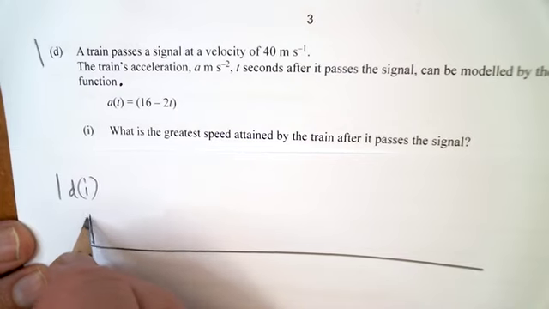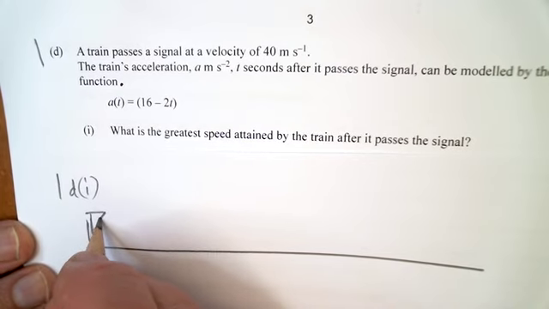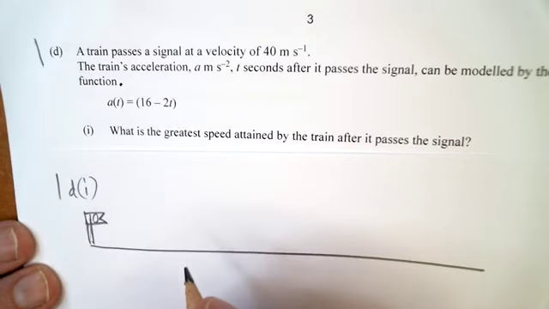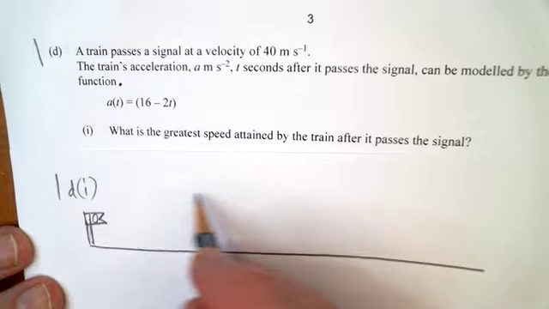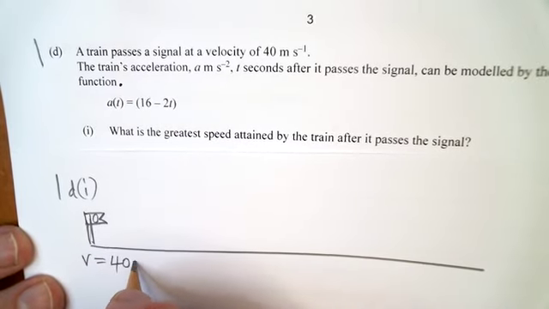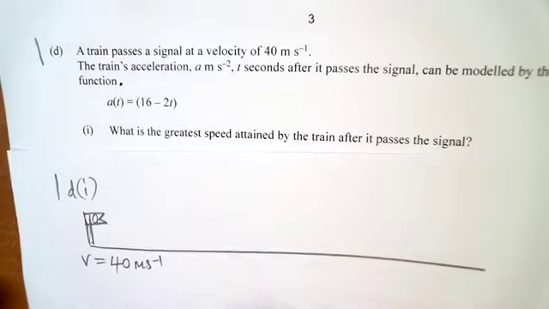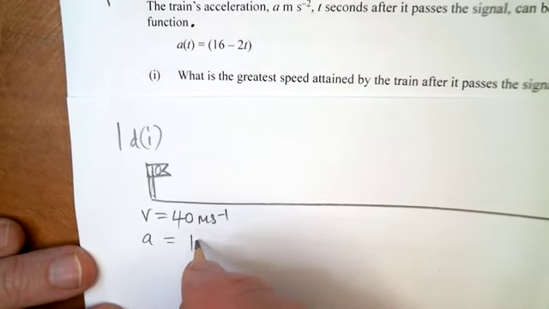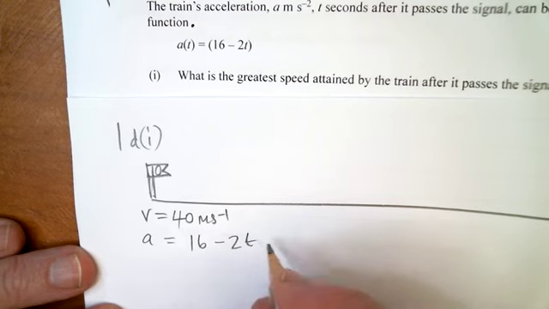Here's my signal. I was going to draw an old-fashioned sort of signal. Here we go. Usually they have a circle on them as well, like a red or a green or whatever it is, which lights up. And the train is traveling past here, and the velocity at this point is 40 meters per second. We also know the acceleration at this point as well. Acceleration is equal to 16 minus 2t.